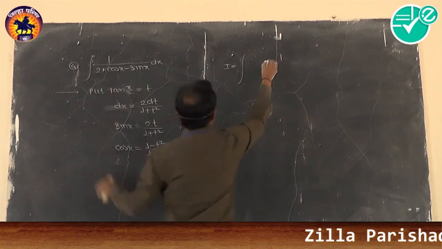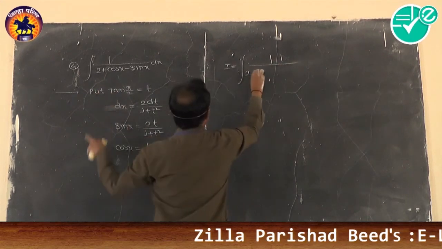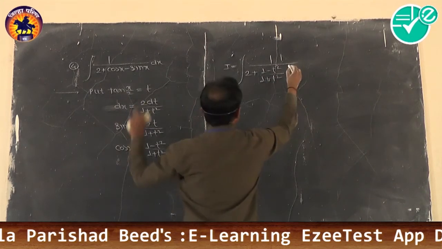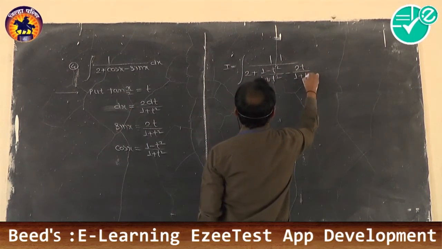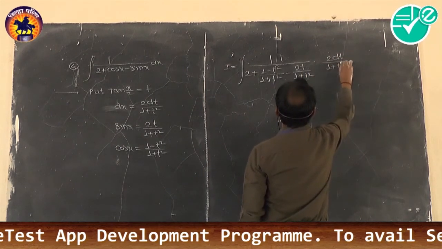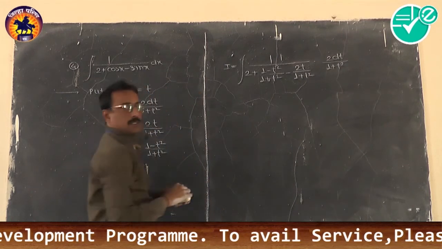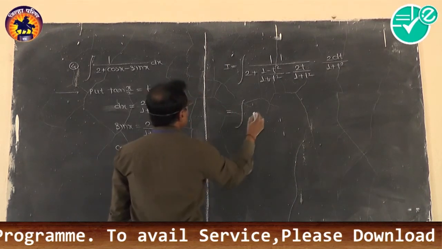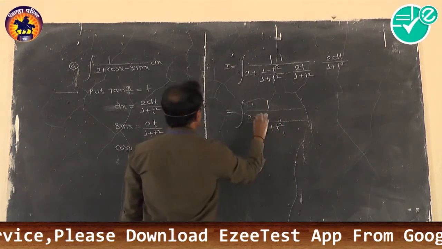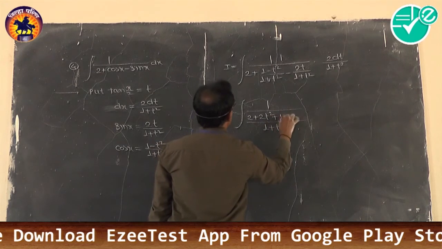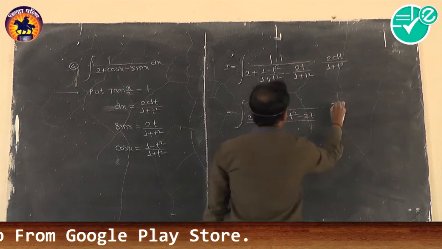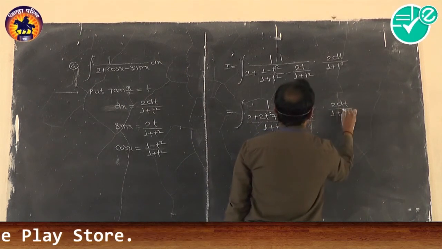We'll write the answer here. 1 upon, this is 2, cos x is written as 1 minus t square upon 1 plus t square, minus sin x, 2t upon 1 plus t square, and it is 2 dt upon 1 plus t square. Take LCM and get the answer here. It is equal to integration 1 upon, LCM is here 1 plus t square. It is 2 plus 2t square plus 1 minus t square minus 2t, into 2 dt upon 1 plus t square.